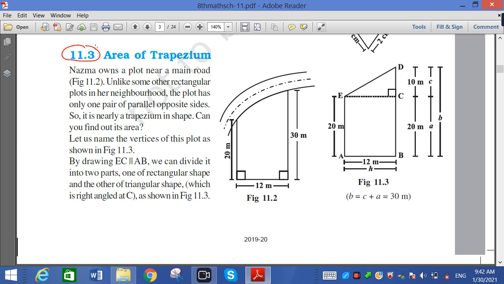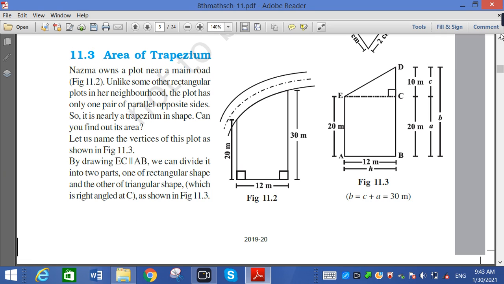So that is area of trapezium. First, what is the meaning of trapezium? Trapezium means when two sides are parallel, that type of figure we can say is a trapezium.